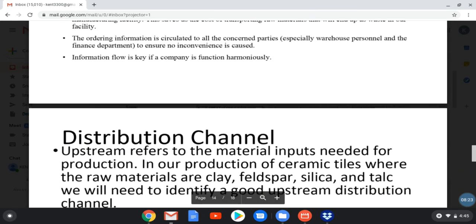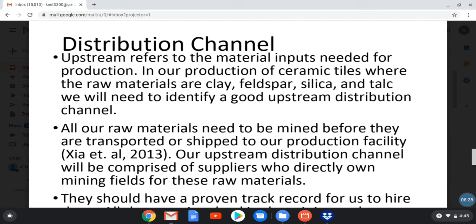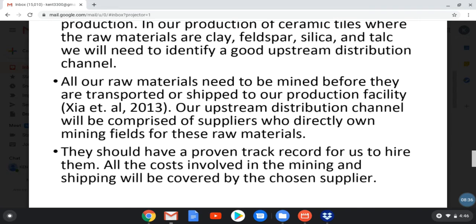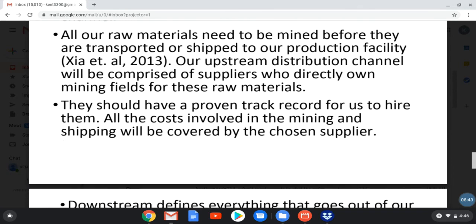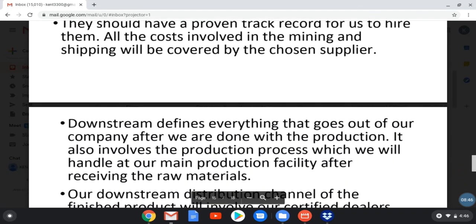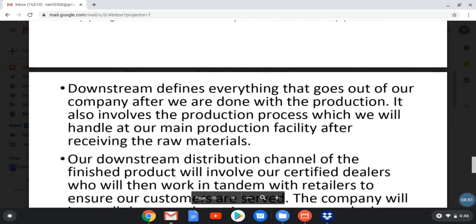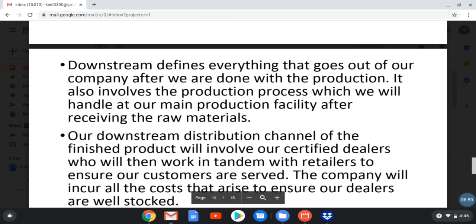Our distribution channel. Upstream refers to material input needed for production. All our raw materials need to be made before they are transported or shipped to our production facility. Downstream defines everything that goes out of our company after we are done with production. It also involves the production process, which we handle at our main production facility after receiving the raw materials.